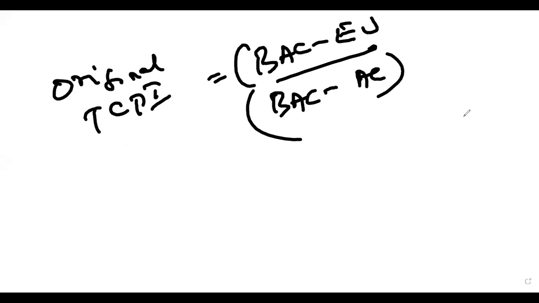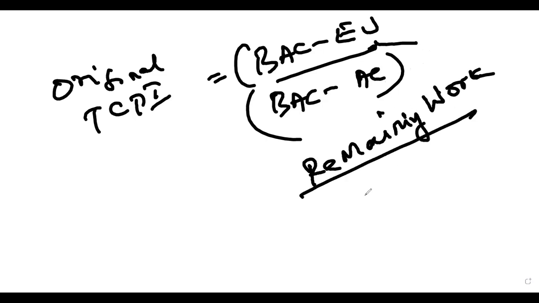Are you able to see the screen in front of you? Yes. What I've written is the original TCPI formula, right? Okay, that's the formula, right? So what is the numerator? What does it denote, and what is the denominator? What does it denote? BAC minus EV is what? Remaining work divided by remaining resource.